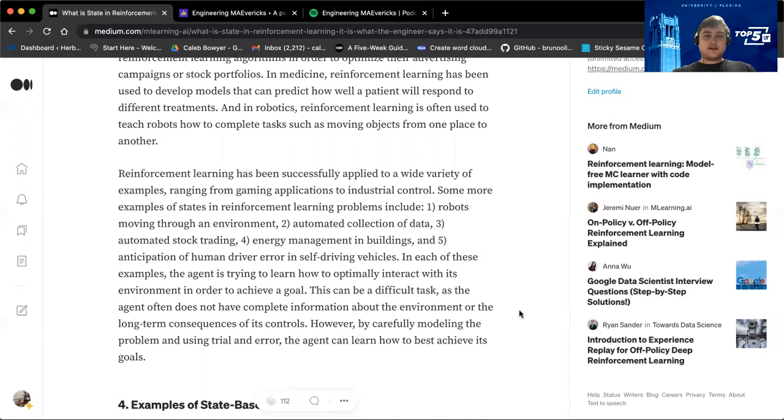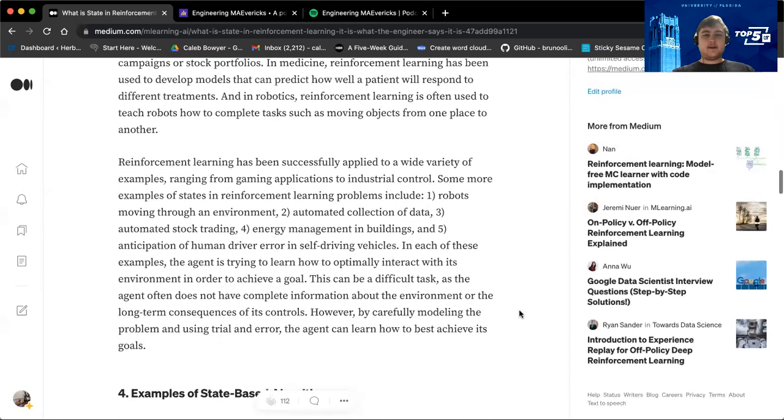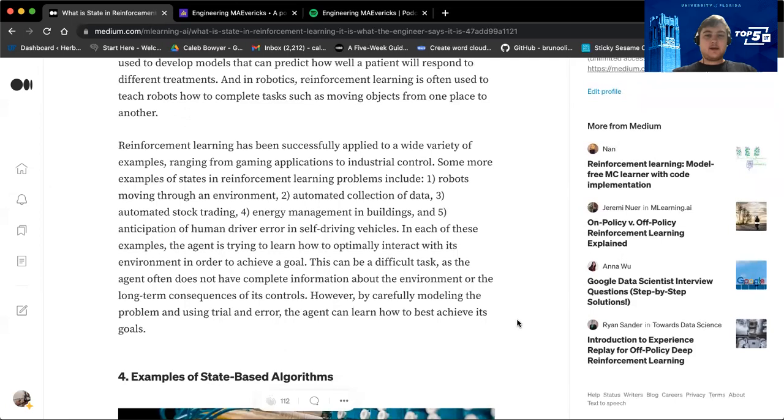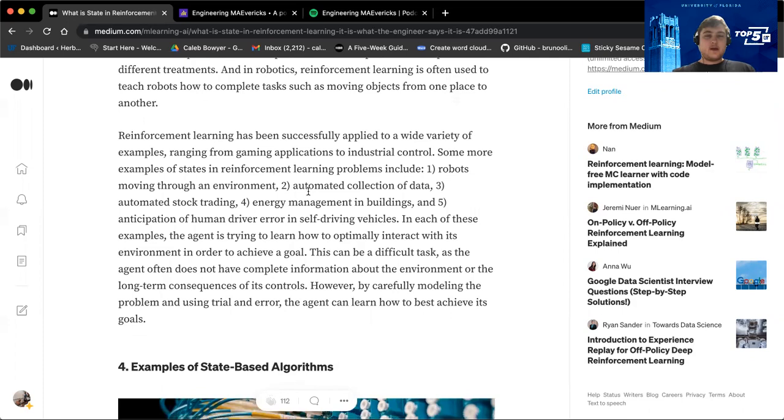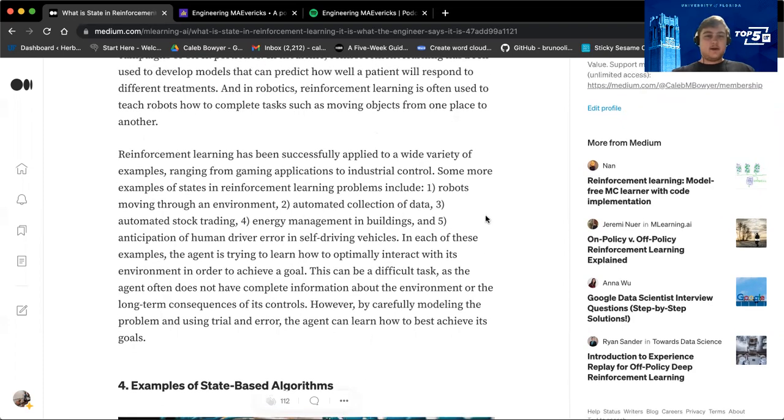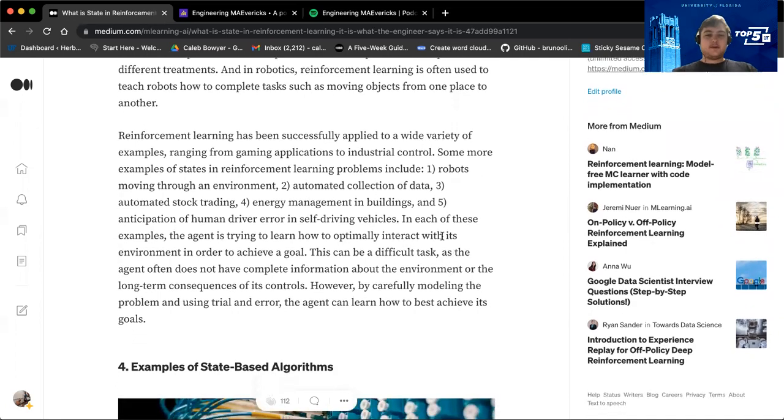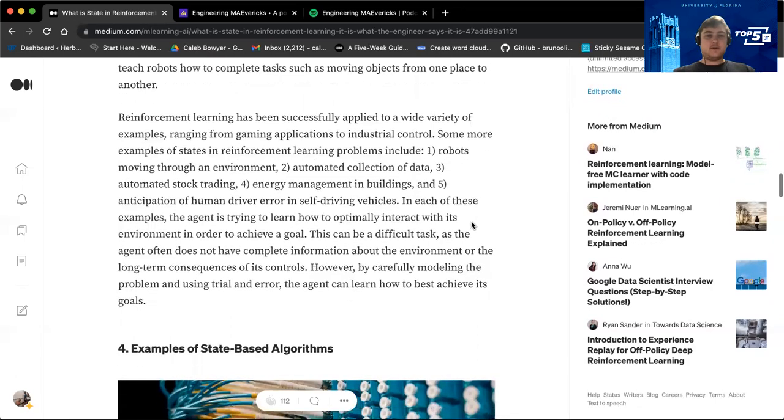Reinforcement learning has been successfully applied to a wide variety of examples, ranging from gaming applications to industrial control. Some more examples of states in reinforcement learning problems include: 1, robots moving through an environment. This could even get into the multi-agent modeling realm where you have a swarm of robots moving in space. Or 2, automated collection of data. 3, automated stock trading. 4, energy management in buildings. And 5, anticipation of human driver error in self-driving vehicles.